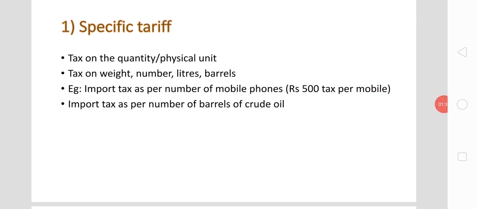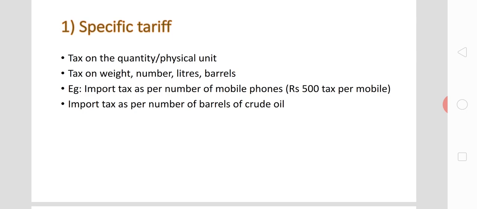Specific tariff is also called the specific duty or the specific tax. This is the tax on quantity or physical unit of the commodity being imported and exported. That means when we tax on the basis of weight of the commodity, the tax can be imposed on weight of the commodity. Tax can be imposed as per the number of commodities. Tax can be imposed as per the liters of the commodity which is being imported. For example, when we import liquid items, if the specific tariff is in place, the tax could be the tax on liters.